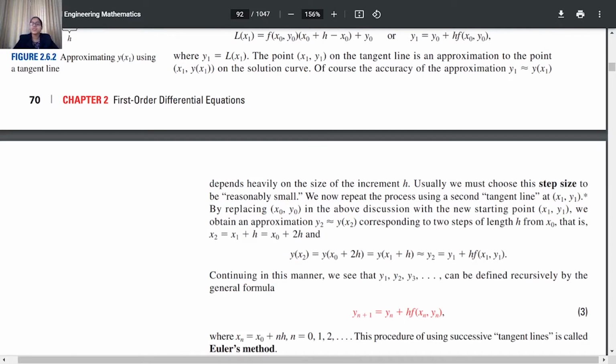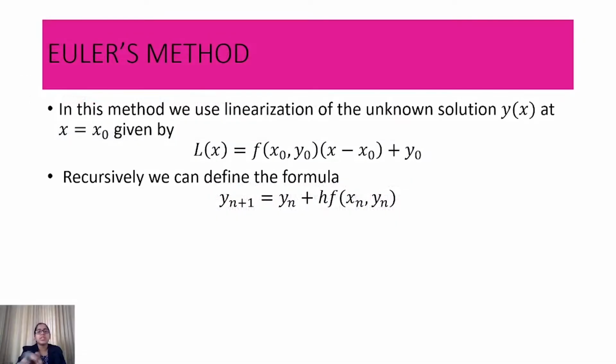So the procedure, this process of using tangent lines successively, is called Euler's method. Just keep in mind the corresponding formula, the general formula that we have seen, that is y_{n+1} is equal to y_n plus h into f of x_n, y_n. So this is Euler's method.